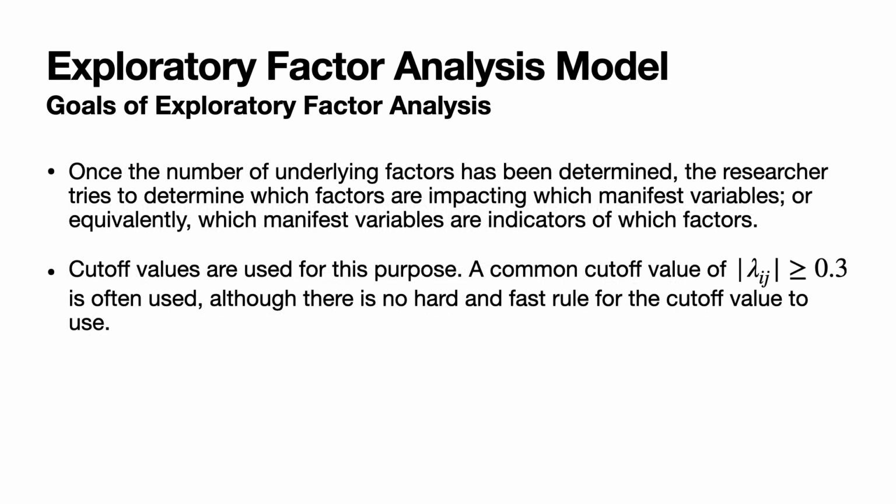Now, once the number of underlying factors has been determined, the researcher tries to determine which factors are impacting which manifest variables. Or equivalently, the researcher tries to determine which manifest variables are indicators of which factors. Now, cutoff values are used for this purpose. A common cutoff value, an absolute value of a loading greater than or equal to 0.3, is often used, and that's, for example, the default in SAS, although there is no hard and fast rule for the cutoff value to be used. And in all factor analysis programs, there is an option to change what that cutoff or threshold is.